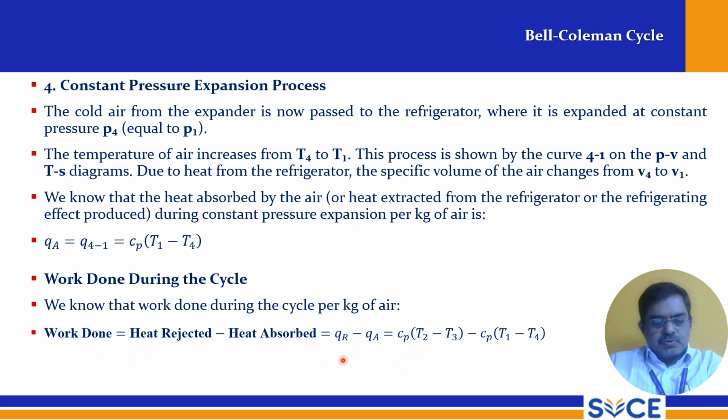In terms of Q, it is QR minus QA: Cp (T2 minus T3) minus Cp (T1 minus T4). So QR is equal to Cp (T2 minus T3), and QA is Cp (T1 minus T4). With this formula, we can calculate the work done in terms of Q, or in terms of Cp and temperatures.